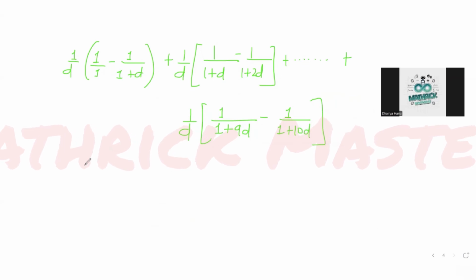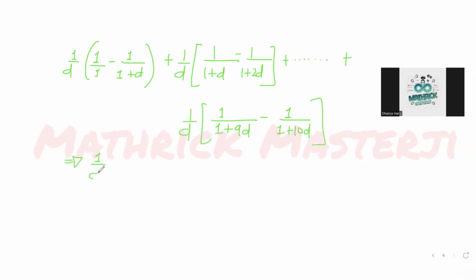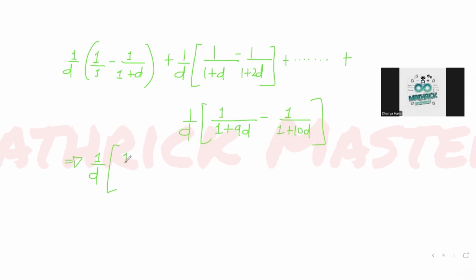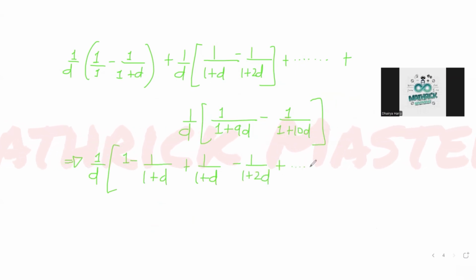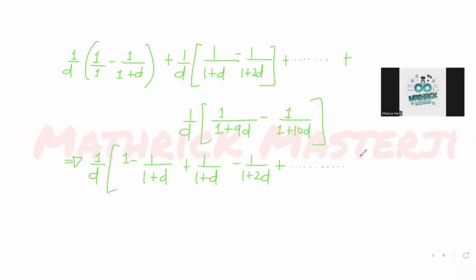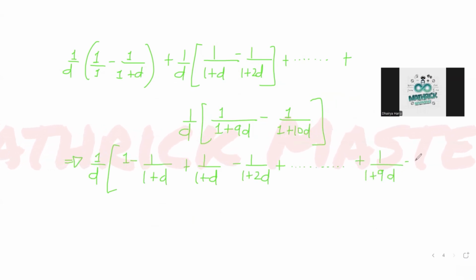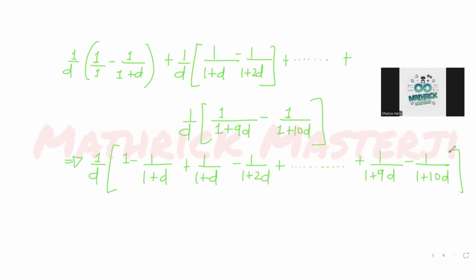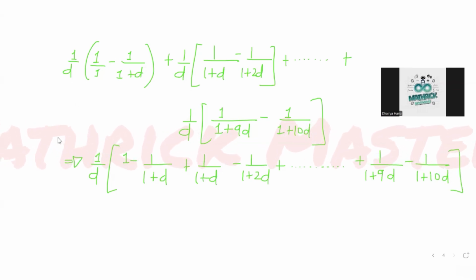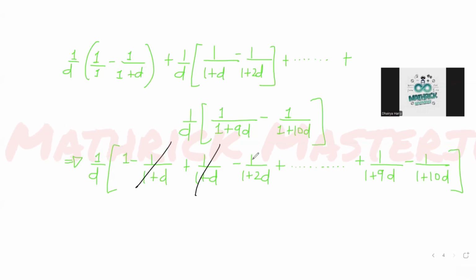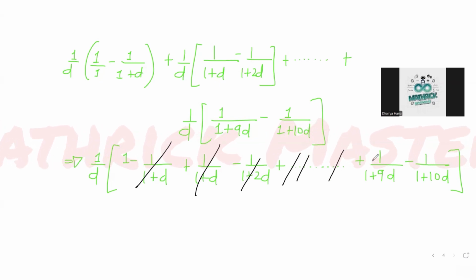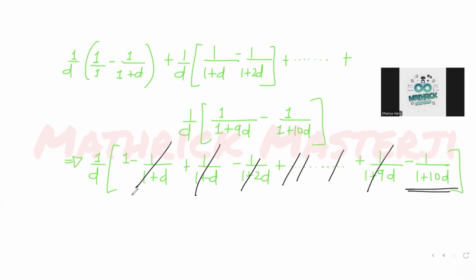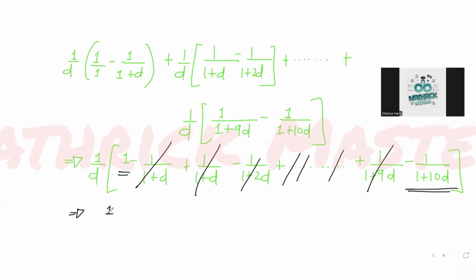Now to add all of them, first of all I can take 1 over d common, and then I'll be left with 1 minus 1 over 1 plus d, plus 1 over 1 plus d minus 1 over 1 plus 2d, then plus 1 over 1 plus 2d minus 1 over 1 plus 3d. This pattern will continue until this last term. So everything in between would be getting cancelled. For minus 1 over 1 plus 2d, I will have plus 1 over 1 plus 2d. Then for 3d, I'll have minus and plus. Likewise, till 8 and 9. Only the last term and the first term would be left out. Everything else apart from that gets cancelled.